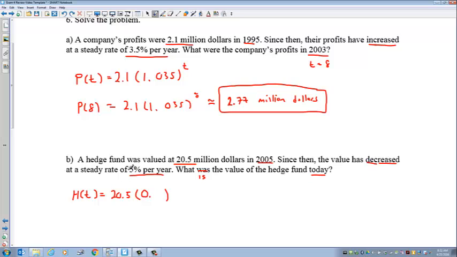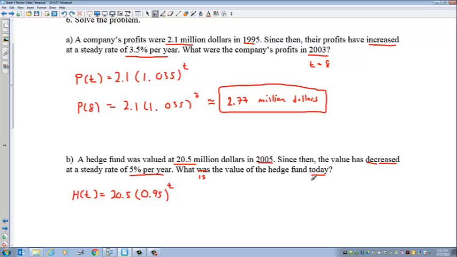And if it decreases by 5% per year, that means what you have left is 95%, so we multiply by 0.95. Notice it's not 0.05. If you multiply by 0.05, you lost a lot more than 5%. You actually lost 95%. So that's why we put 0.95 here. This represents a loss of 5%, and that's to the t.